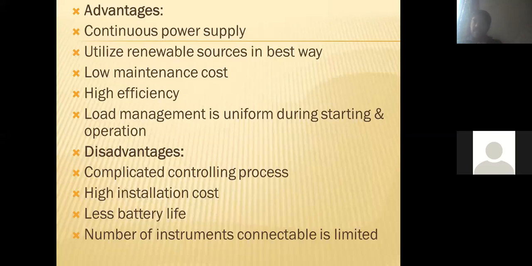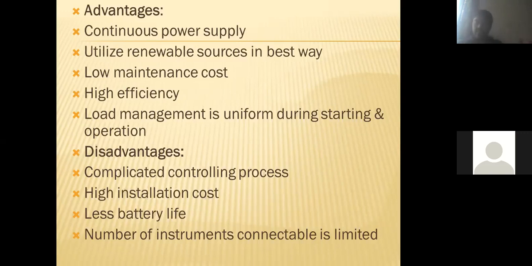That's why we'll say that the installation cost of these particular things is going to be very high. Now we'll see that battery life is also going to be lesser because we are not storing much amount of energy in the battery here.